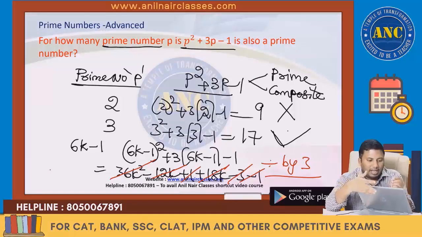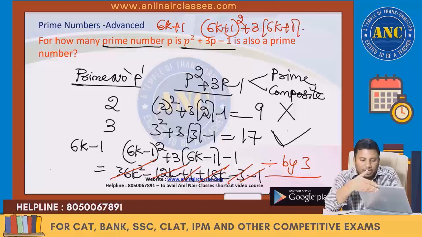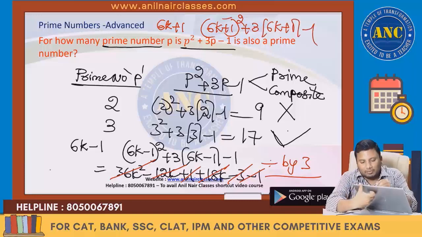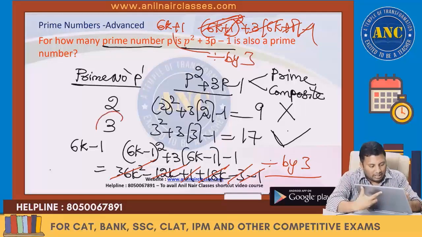Next one. Any prime number greater than 3 of the form 6k plus 1. (6k plus 1) whole square plus 3 into (6k plus 1) minus 1. 6k whole square is divisible by 3, 12k is divisible, 18k is divisible, 3 is divisible, plus 1 minus 1. For 6k plus 1 also, it is divisible by 3. So the lowest prime number, the p value, is 3.